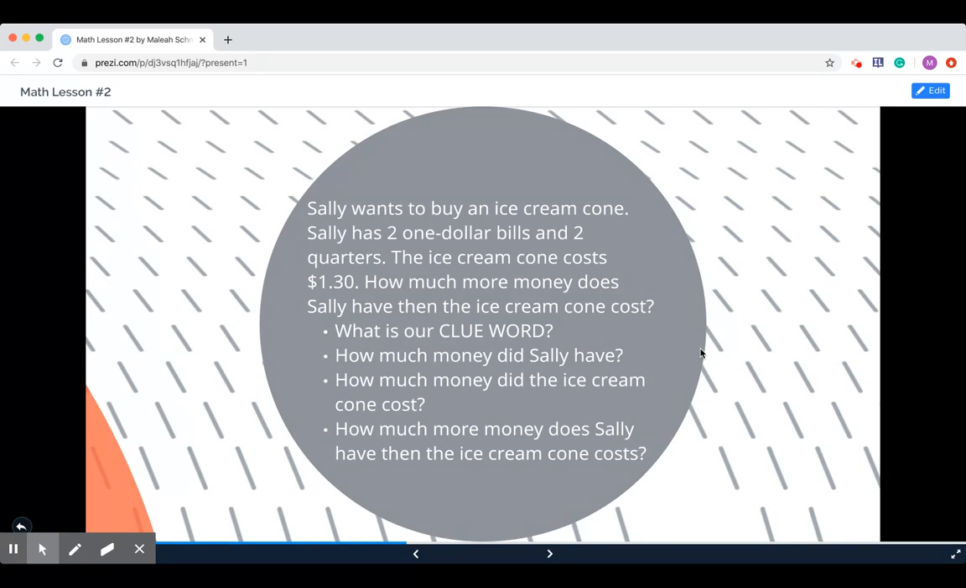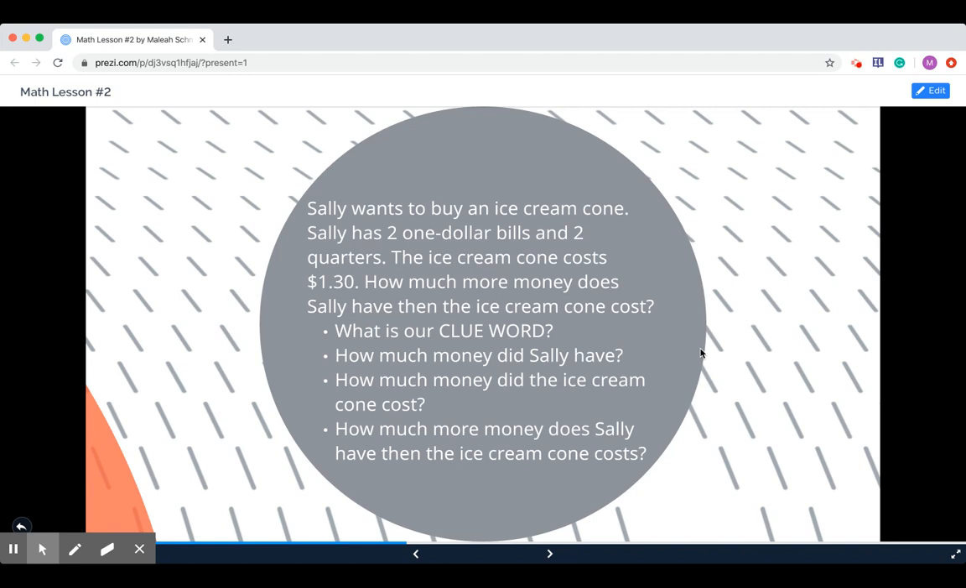So first we're going to take a look for our clue word. Can you find your clue word? It might be words, remember. I found it. Did you find it? I found how much more. So our clue words are how much more.